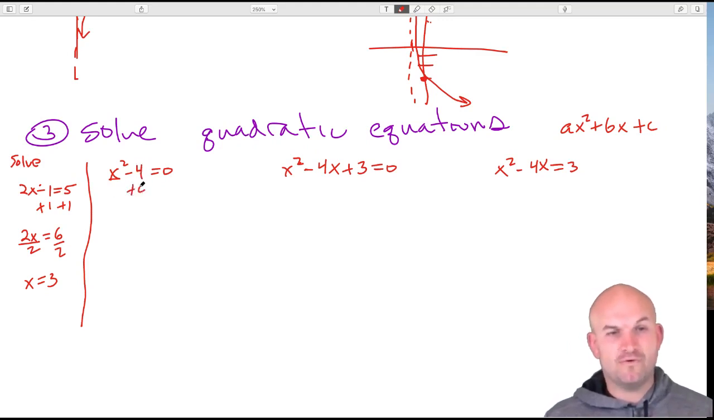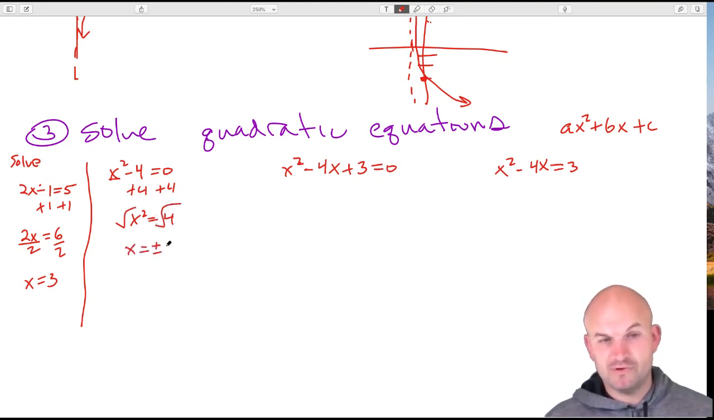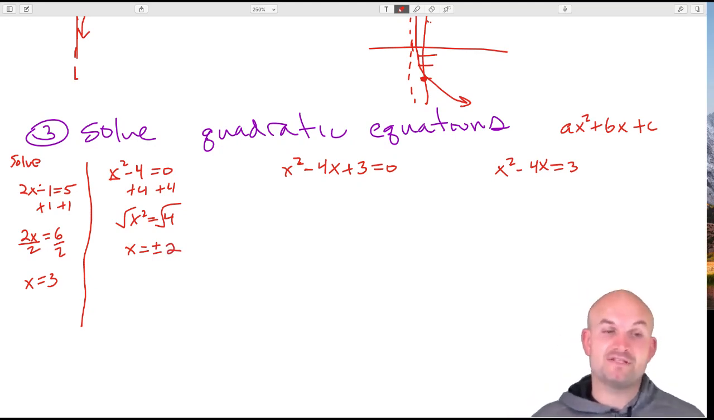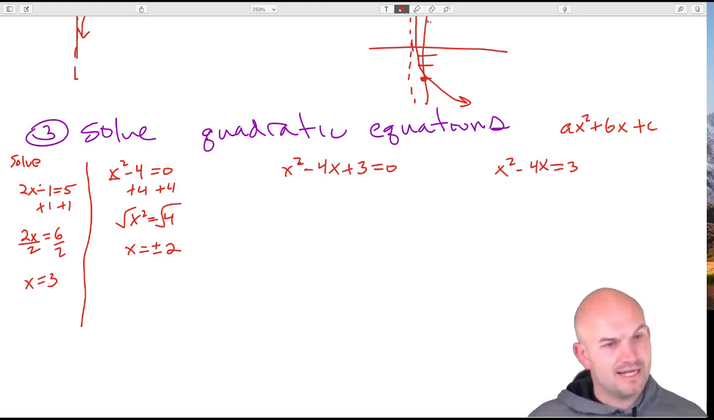So you could just add a 4 to both sides. And then the inverse operation of squaring would be the square root. But again, it's the plus or minus of that square root. It's actually inverse operation is plus or minus the square root. So therefore your answers are x equals plus or minus 2. Again, notice for a linear equation, we had that one answer. For quadratics, we have 2 answers.